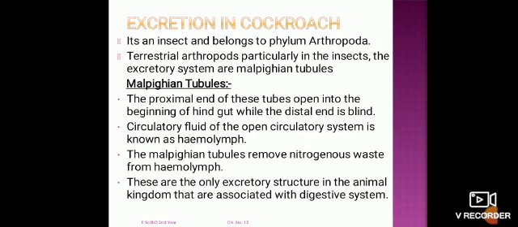Cockroaches or insects don't have a specialized circulatory system, so they have an open circulatory system. No blood vessels are present, and the circulating fluid is known as the hemolymph. The Malpighian tubules remove nitrogenous waste from the hemolymph. These are the only excretory structure in the animal kingdom that is associated with the digestive system.